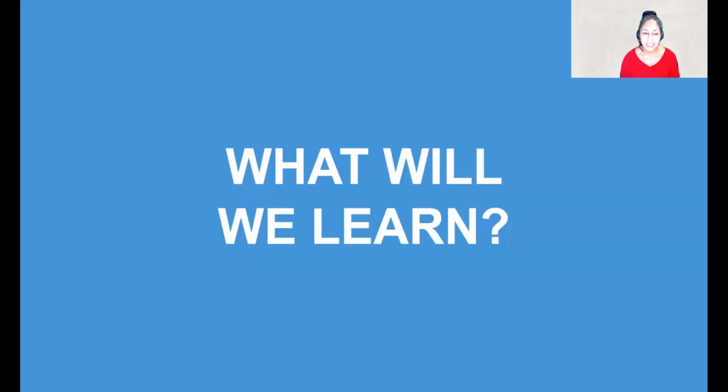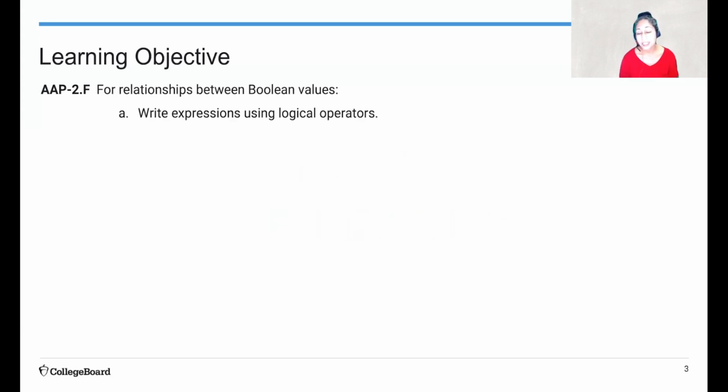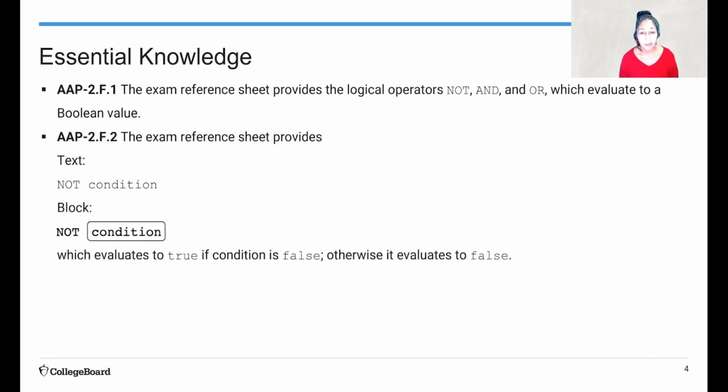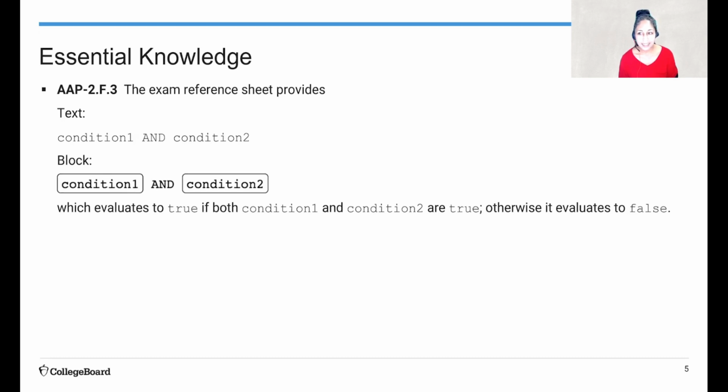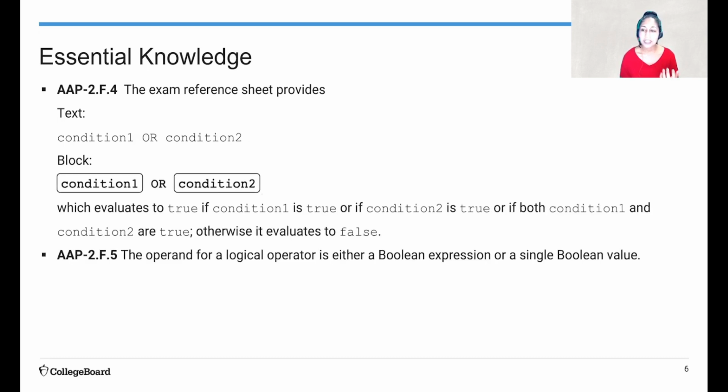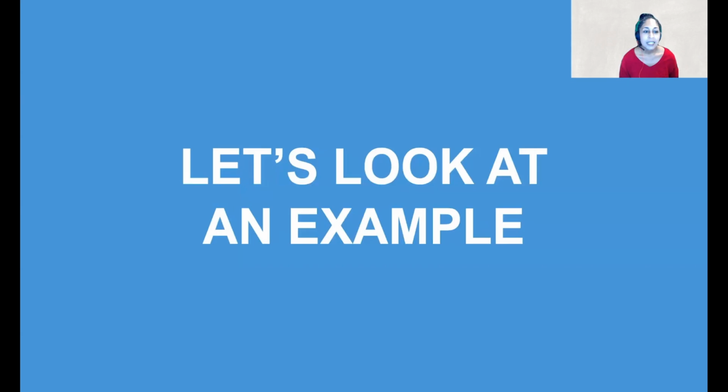So what are we learning? We are going to be writing expressions using these logical operators. These logical operators include not, and, or. And we can use these in combination with different Boolean expressions to produce a single Boolean value. So let's look at some examples.